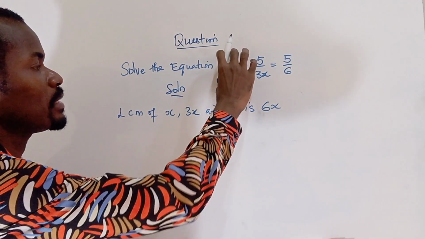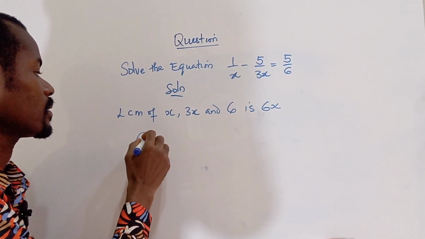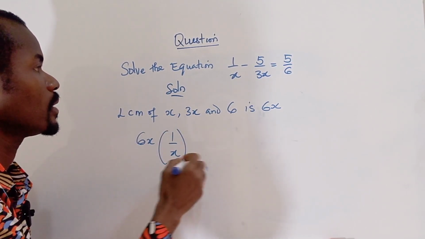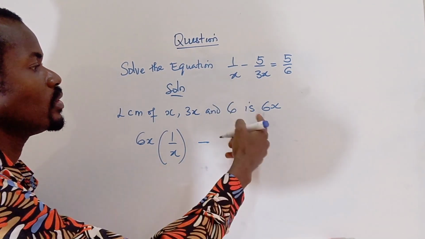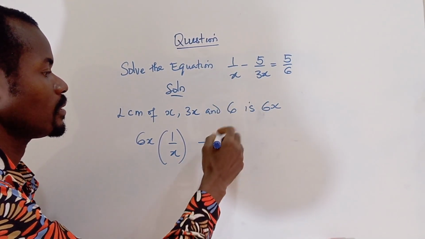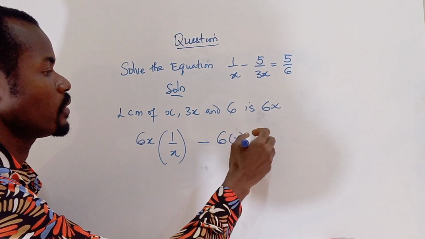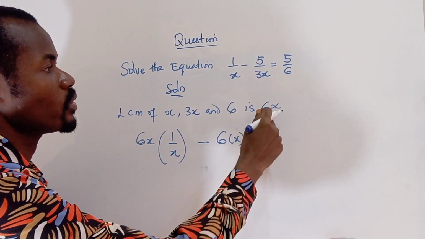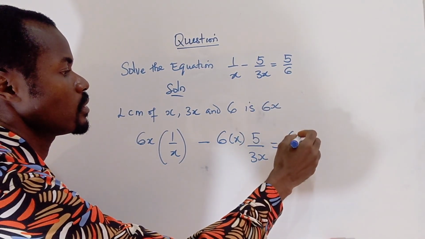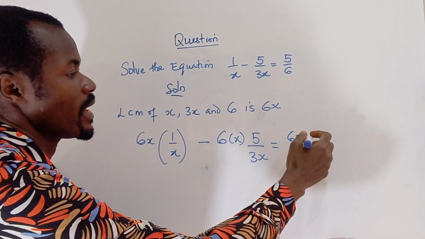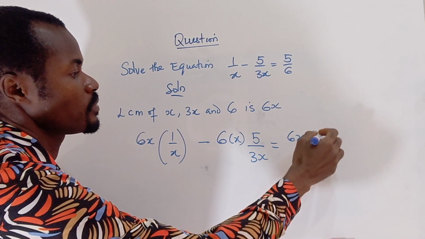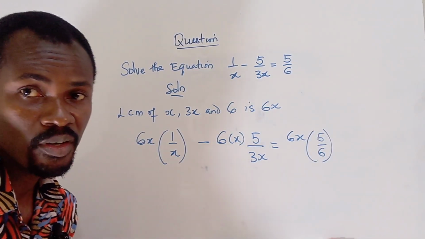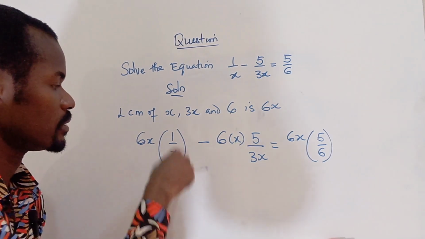So let's multiply this part. 6x is going to multiply 1 over x, so we have minus. We are going to use 6x again to multiply 5 over 3x. And lastly, we are going to use 6x to multiply 5 over 6. Of course, the brackets mean multiplication.